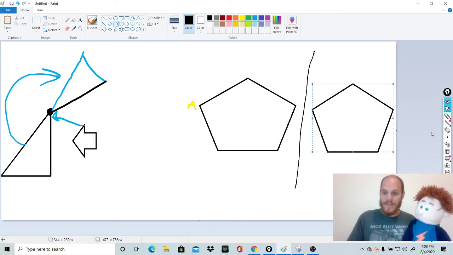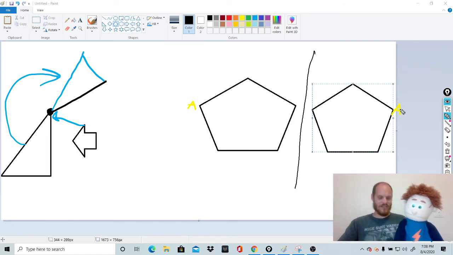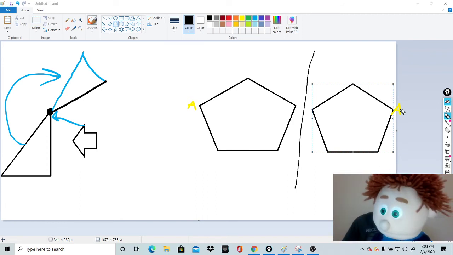Thank you. Because it's a reflection, where would point A be? Right here? No, it's a reflection. That means it's the mirror image. So the A would be over here. You see how it flips? It's almost like you're taking that piece of paper and folding it.